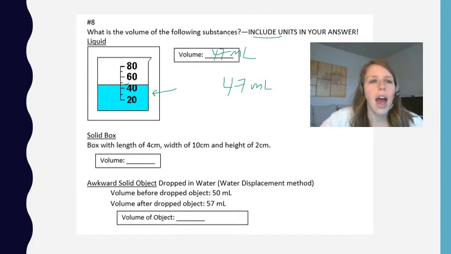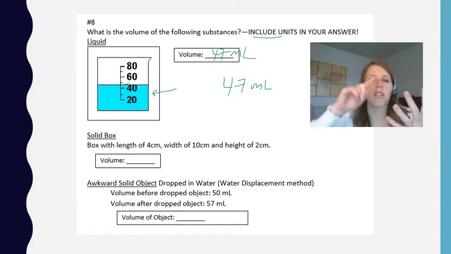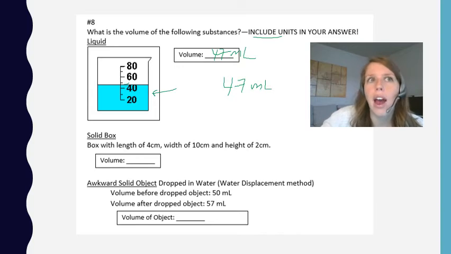All right, how about a solid box? Remember, I gave you a formula on the previous slide telling you how you could calculate the volume of something, how much space it takes up. If it's a box, you can do the length times the width times the height. So I believe you will have a calculator on the SAGE test, but a box with the length 4, width of 10, height of 2 centimeters.